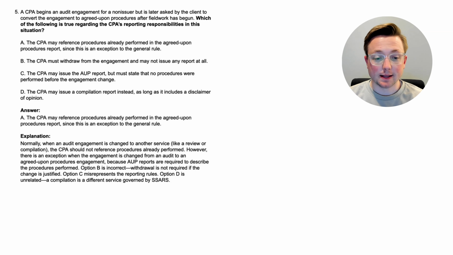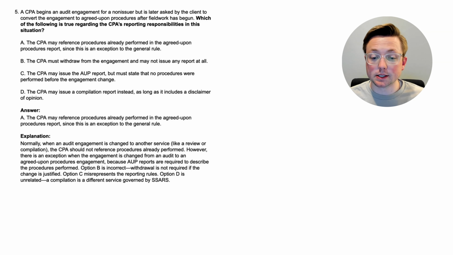All right, here we are at the answer. A, the CPA may reference procedures already performed in the agreed upon procedures report since this is an exception to the general rule. So let's learn about that exception. Normally, when an audit engagement is changed to another service, such as a review or a compilation, the CPA should not reference procedures already performed. However, there is an exception when the engagement is changed from an audit to an agreed upon procedures engagement because AUP reports are required to describe the procedures performed. Option B is incorrect because withdrawal is not required if the change is justified.